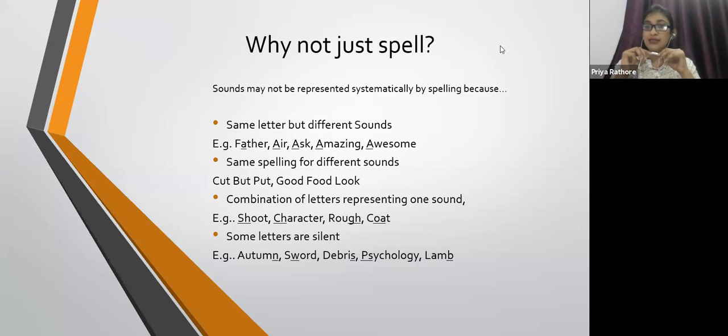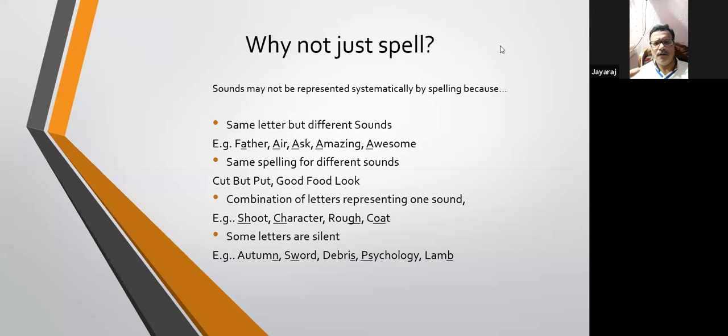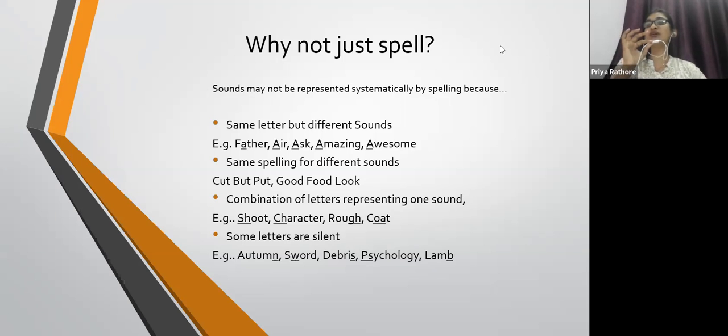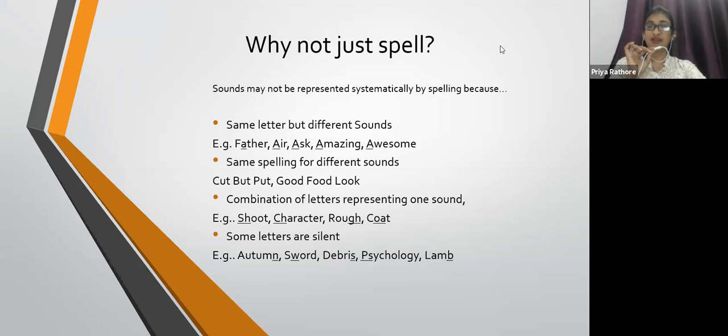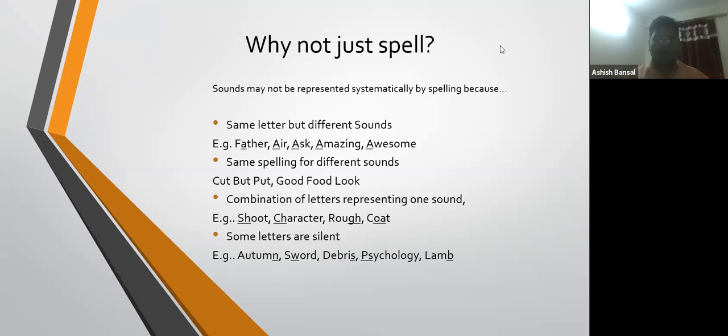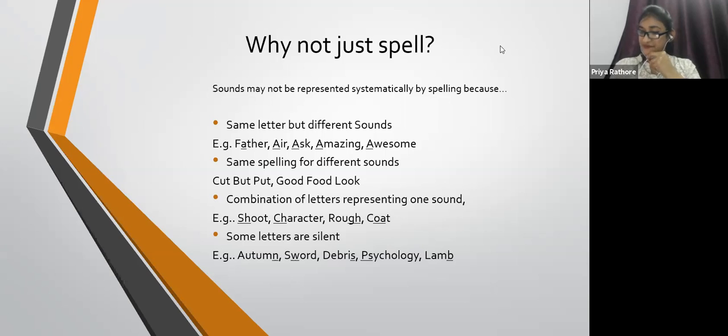Let's first produce the sound and then just release the word. Just release the word and say amazing. Now you see how. Very nice. Amazing. How different is it from what we had done earlier?